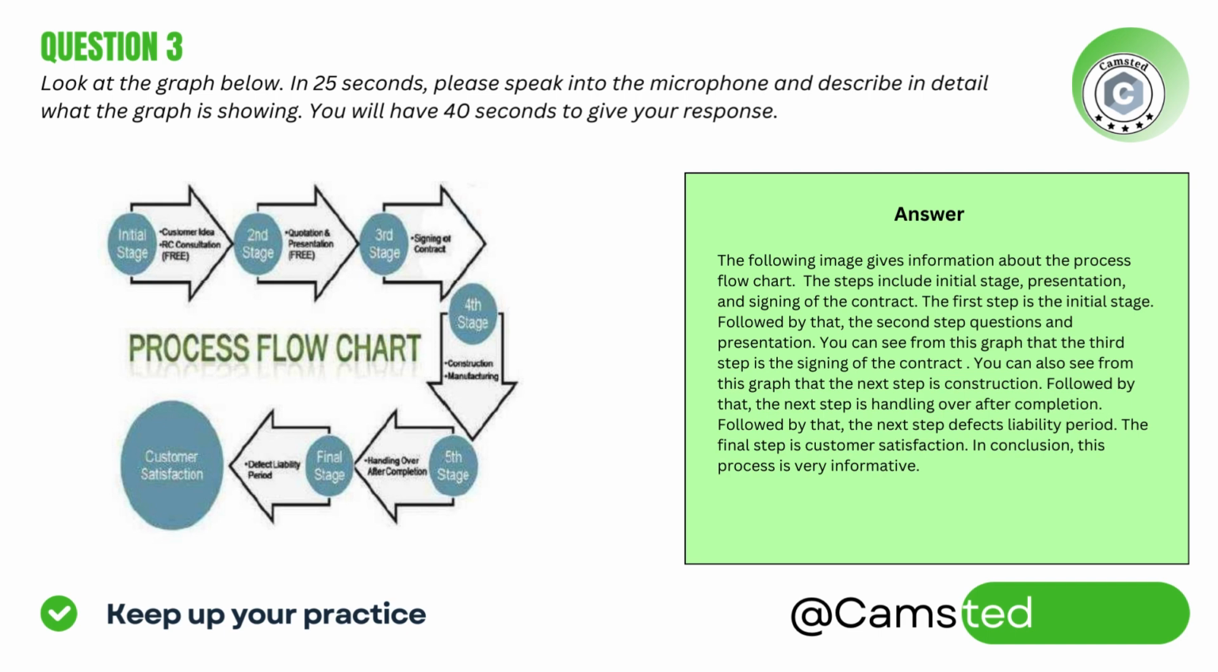You can also see from this graph that the next step is construction. Followed by that, the next step is handing over after completion. Followed by that, the next step, defects liability period. The final step is customer satisfaction. In conclusion, this process is very informative.